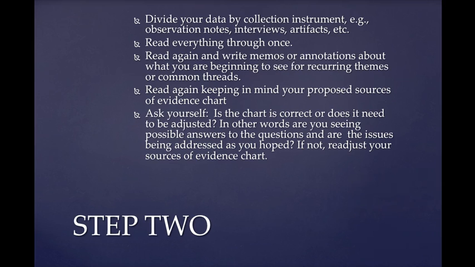So once you've created your sources of evidence chart, then you're going to look at your data and divide it up by collection instrument. So you're going to put all your observation notes in one place, all your interviews in one place, all your artifacts in one place, and whatever else you have, okay? You're going to take each category one at a time, and read it through from beginning to end, okay? And then sort of let that digest a little bit.